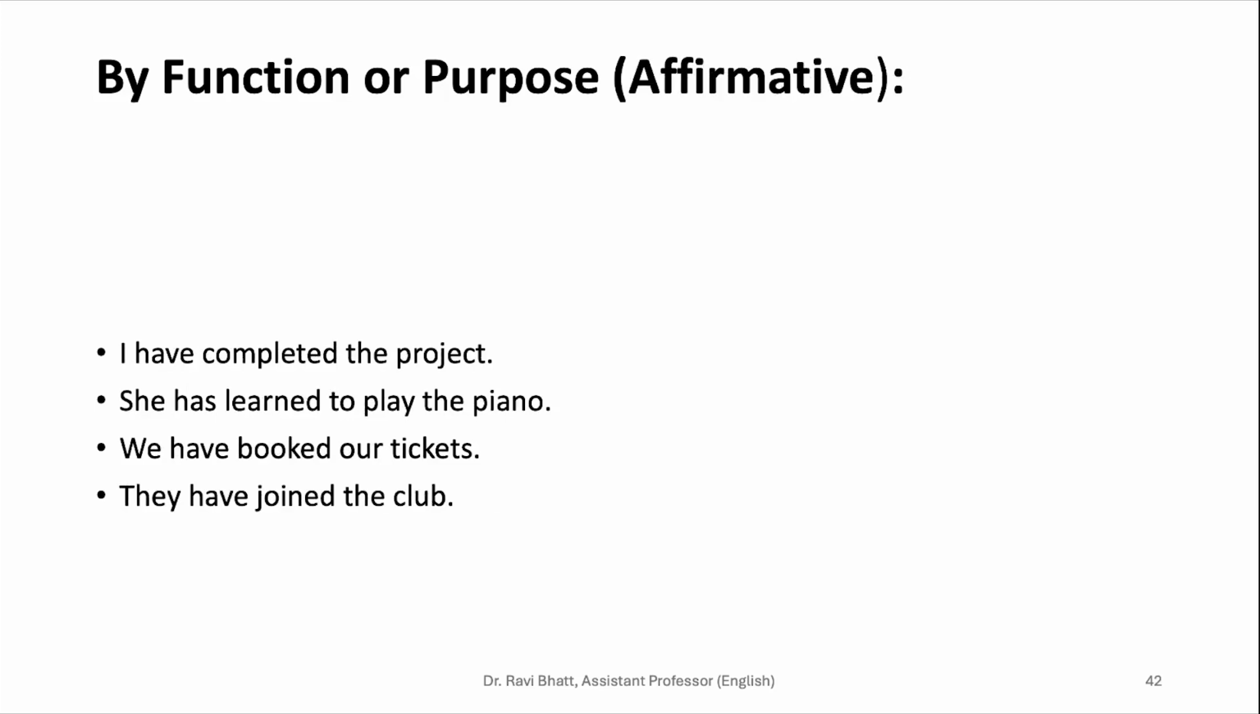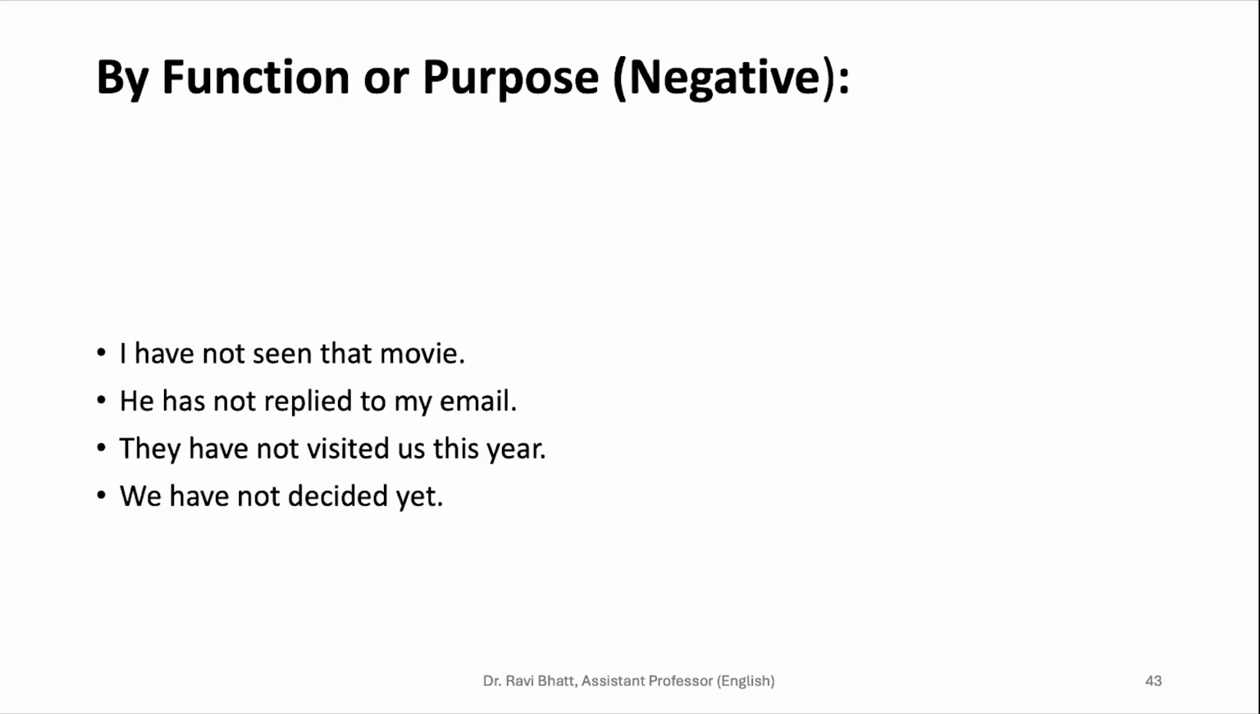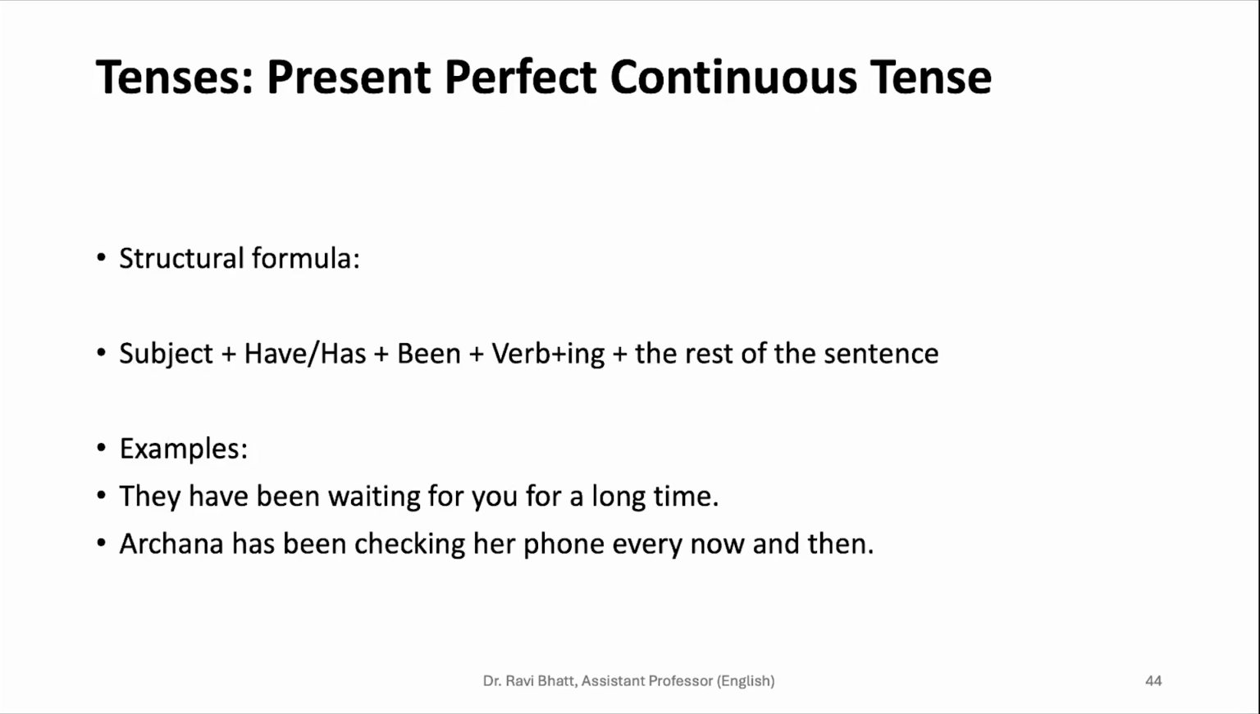Now, the last two categorizations, affirmative and negative. So, I have completed the project. She has learned to play the piano. We have booked our tickets and they have joined the club. Affirmative sentences. Negative sentences: I have not seen that movie. He has not replied to my email. They have not visited us this year. And we have not decided yet. Okay, they are negatives.